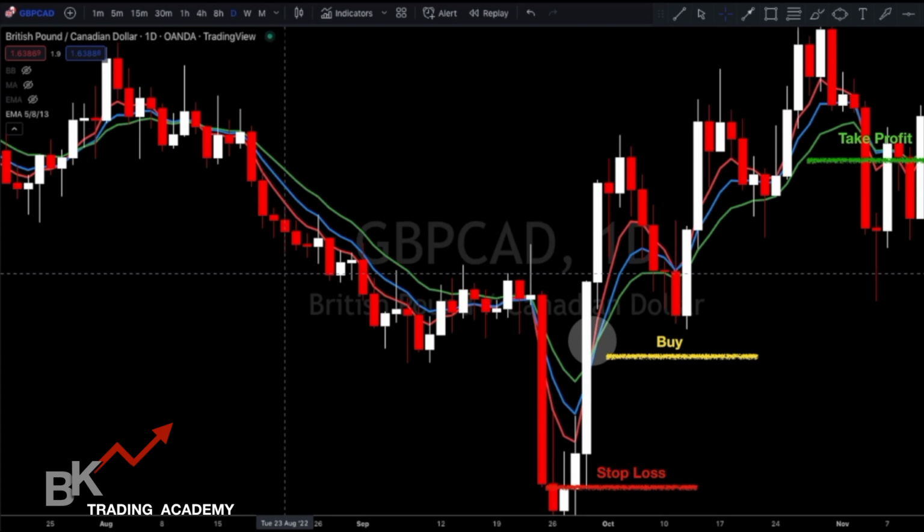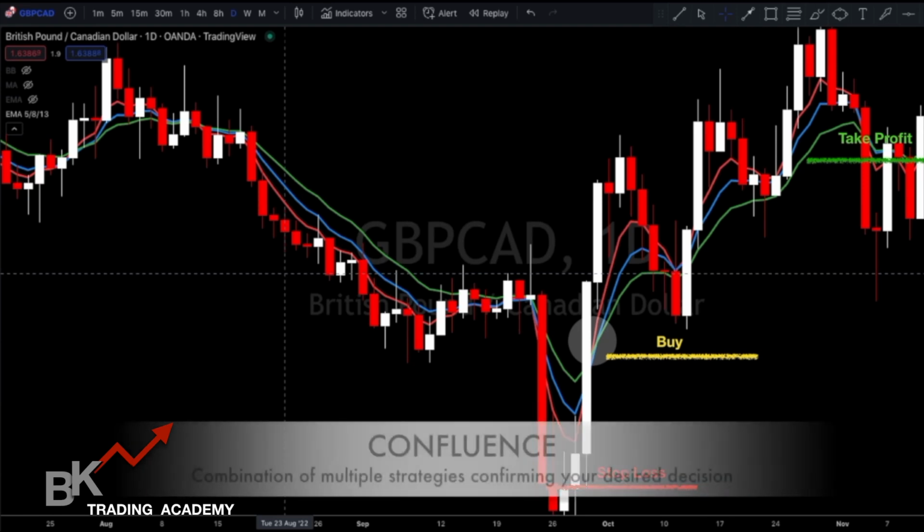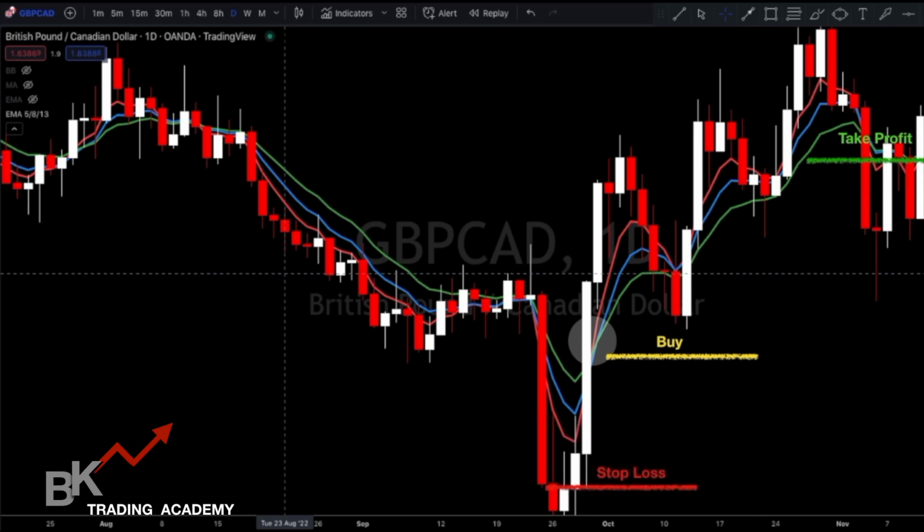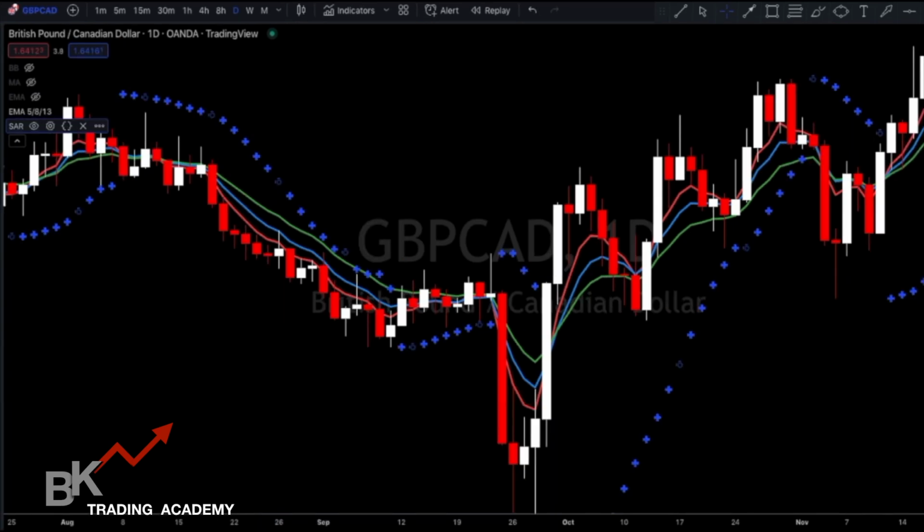Now, there are other indicators that you can use to help you with confluence. And confluence simply means that you use other things in place to help you make a decision. So instead of just using the EMA alone, you want to use other things as well, like price action or other indicators. In this case, we're going to use another indicator, and the other indicator is called the Parabolic SAR.